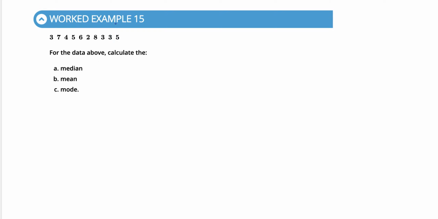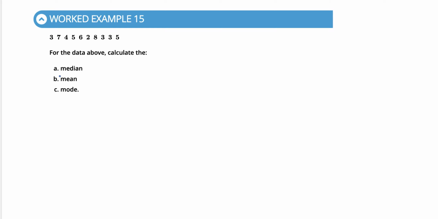Going to do worked example 15. So we have this data. It says, for the data above, calculate the median, the mean, and the mode. It doesn't say what type of data it is. All I know is that they're whole numbers. So it can be whatever: number of shoes, number of chocolates that I have eaten, whatever, it doesn't matter. So it's a whole number.